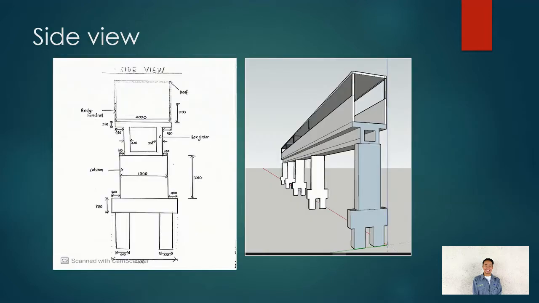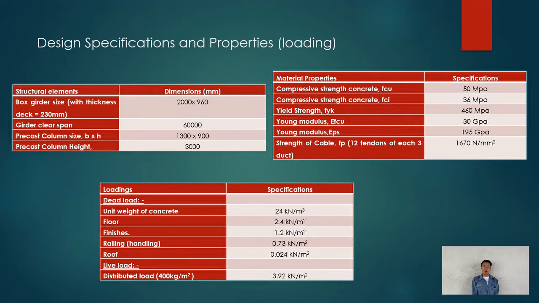Next is the side view. It consists of box girder details. Next is the design specification and the properties. The first table shows the dimensions of the box girder clear spans, precast column size, and column height. The next table shows the material properties, which consist of compressive strength FCU, FCI, yield strength FYK, Young's modulus, and lastly the strength of cable, which is 12 tendons in each of 3 ducts.